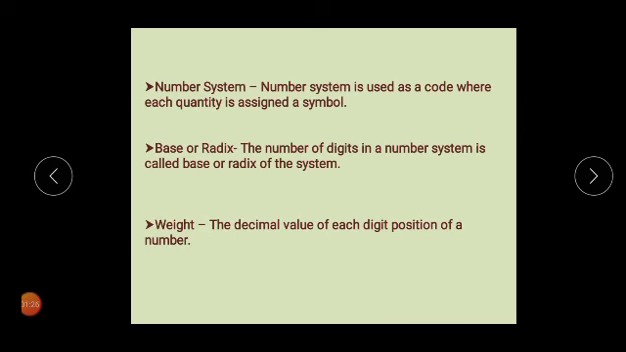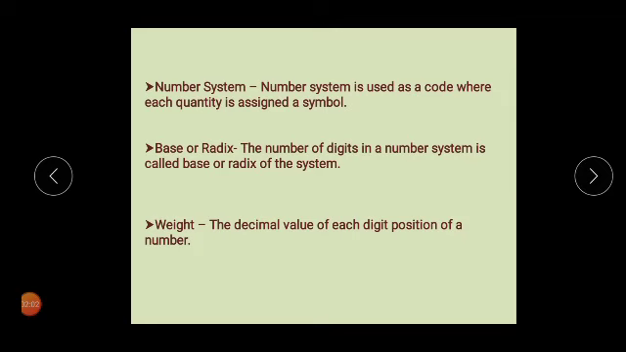Next, we'll see what is a number system. A number system is a system where we use a code which is assigned as a symbol to every quantity. For example, we know the decimal number system, which is used for counting. For representing 1 we have a symbol, for 2 we have a symbol. So it is used as a code where these quantities 1, 2, 3 etc. are given different symbols. Likewise, we have other number systems also wherein these quantities are given different symbols.